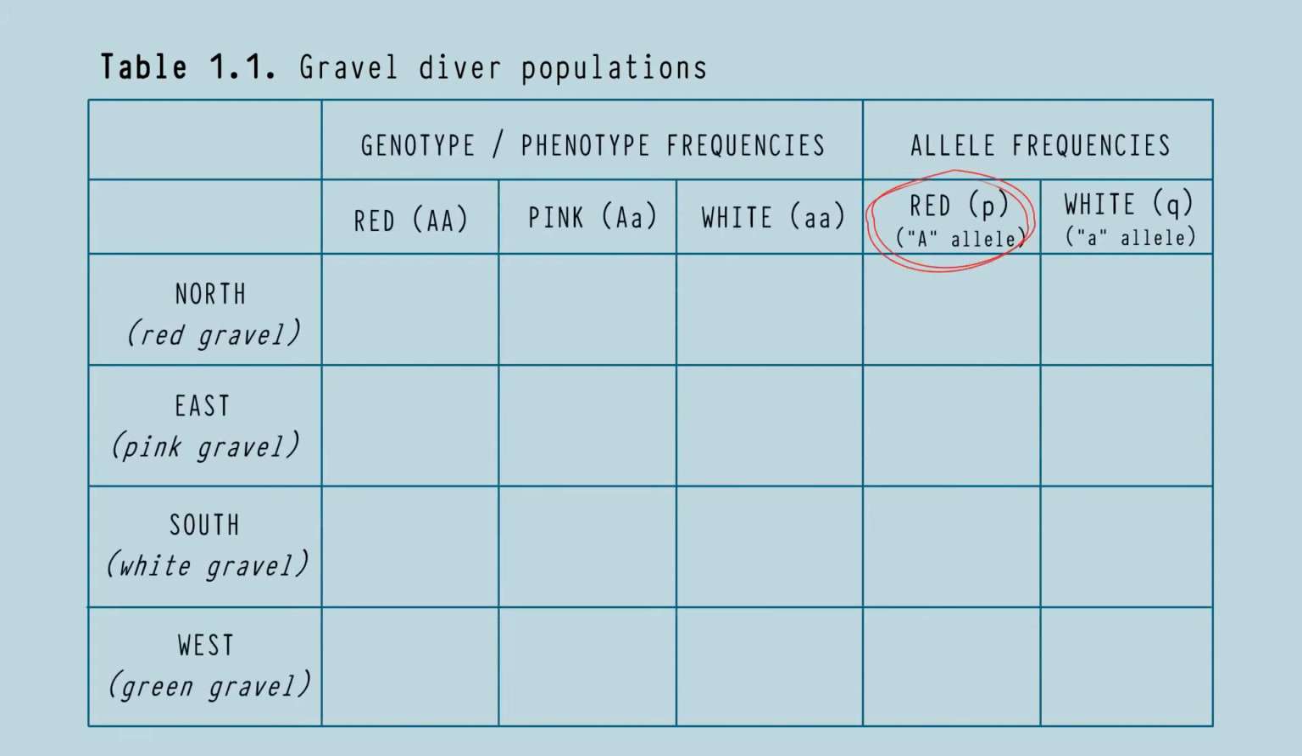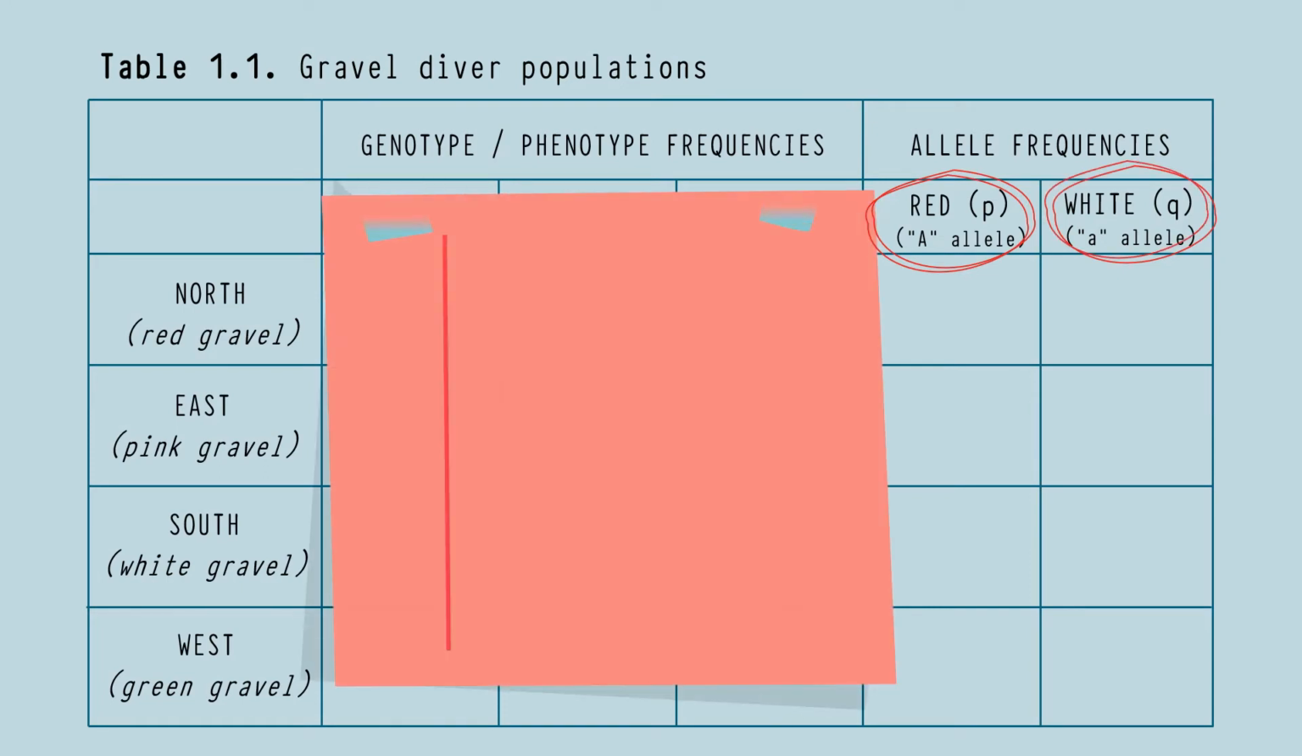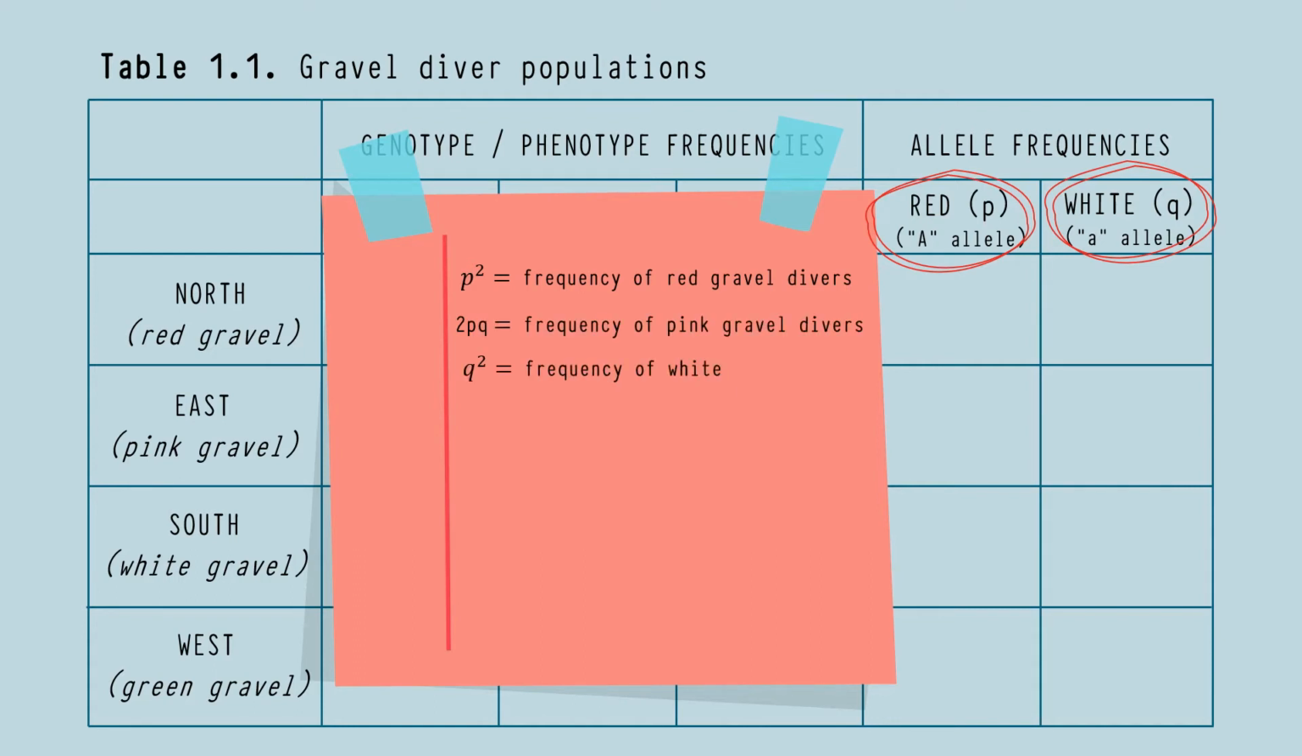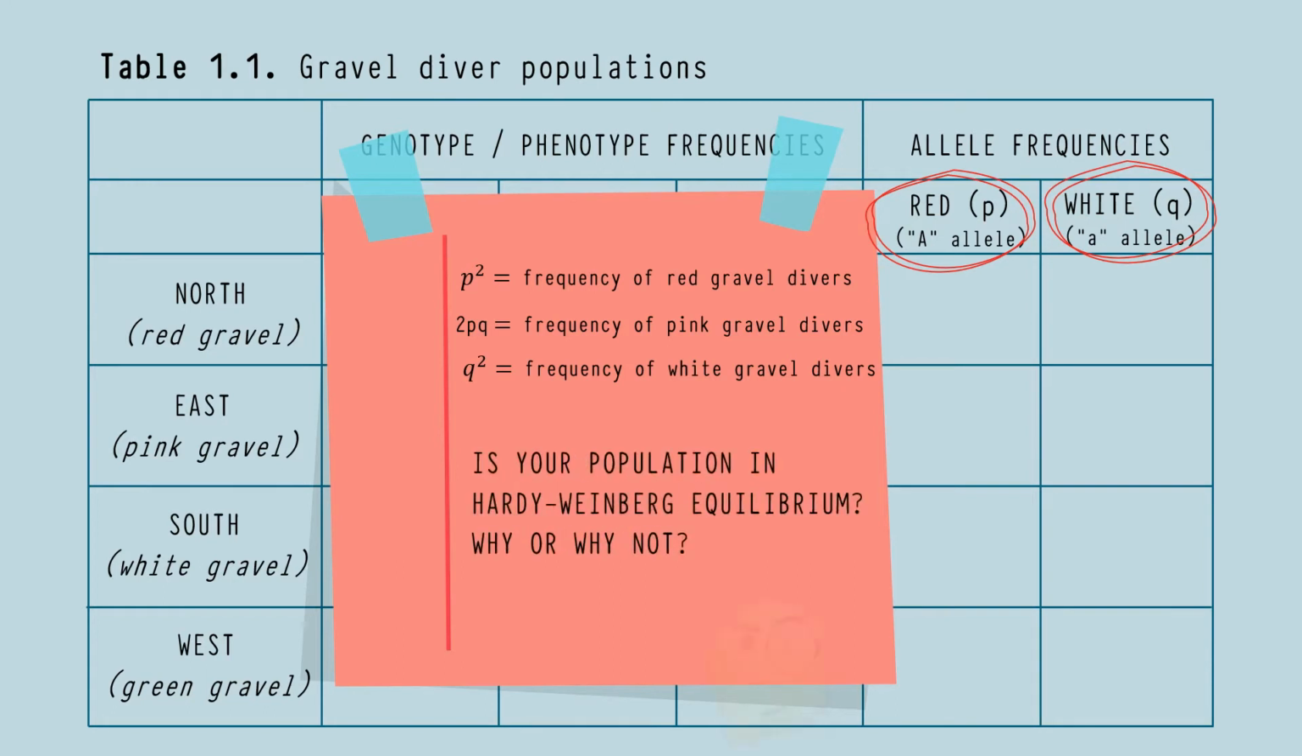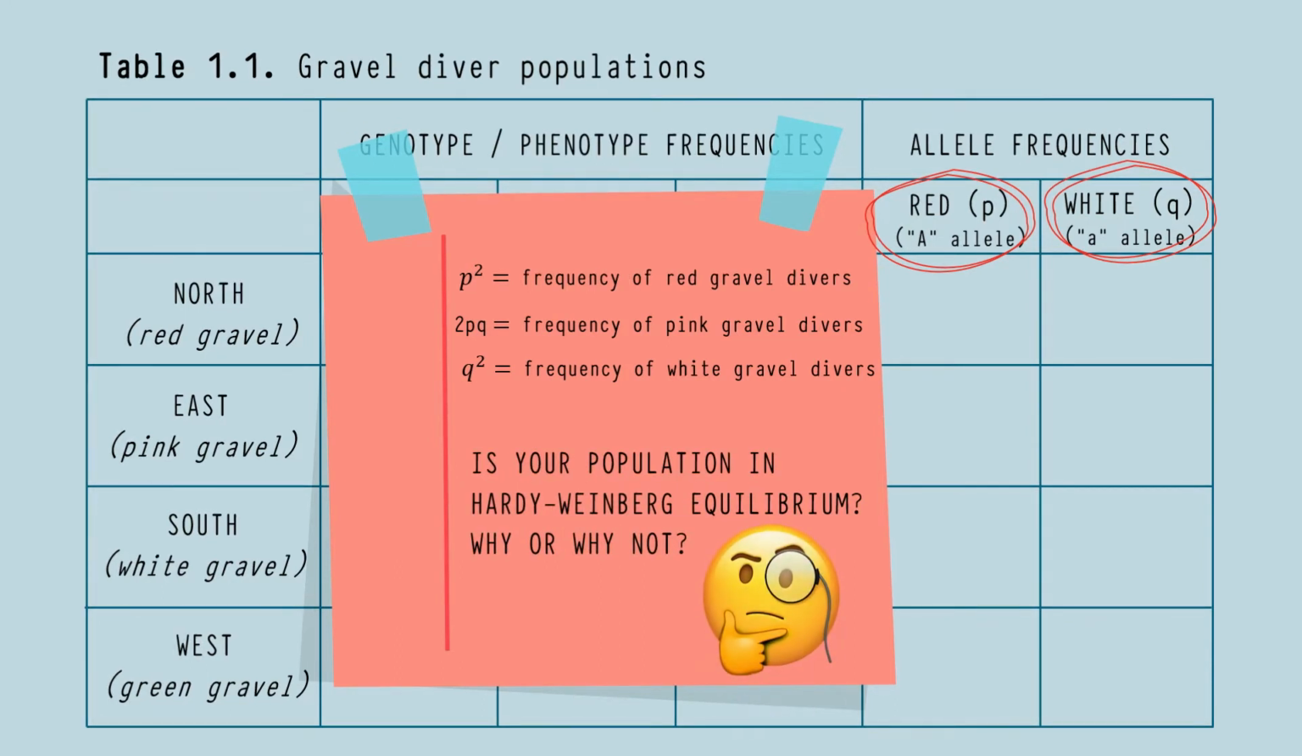Use the p and q values that you entered above to calculate the expected genotype frequencies given the assumptions of the Hardy-Weinberg principle. Compare your expected frequencies to the observed frequencies that you entered in Table 1.1. Is your population in Hardy-Weinberg equilibrium? Why or why not?